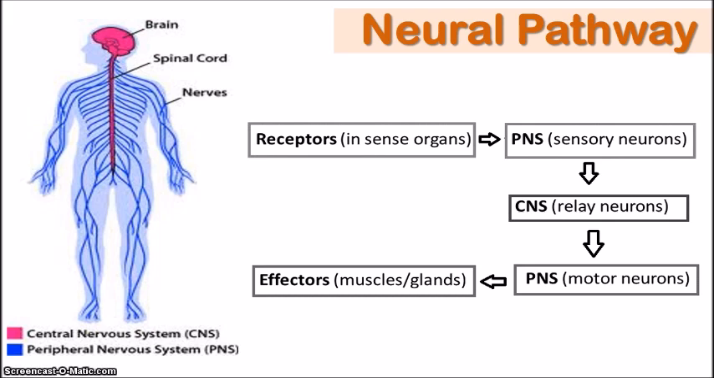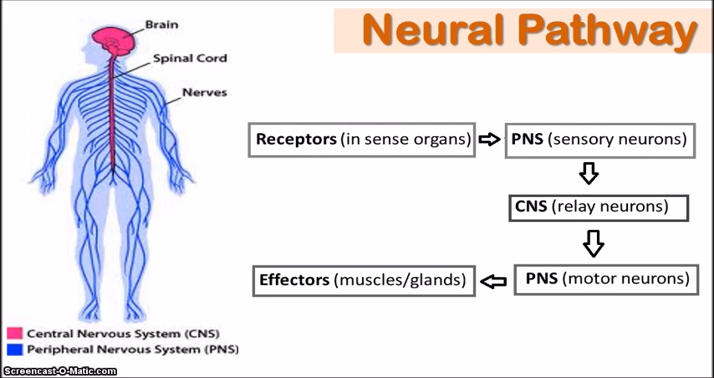So first of all, the messages are going to be received from the receptors and passed on to the sensory neurons found in the PNS. Then these messages are passed from the sensory neurons to the CNS, which consists of the relay neurons. Now the relay neurons are like connector neurons that pass the message from the sensory neurons to the motor neurons. And then the motor neurons, which are also found in the PNS, will transfer the messages to the effectors. And then you would have the response being carried out.